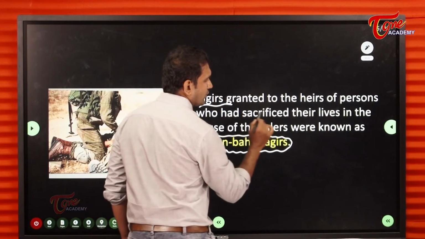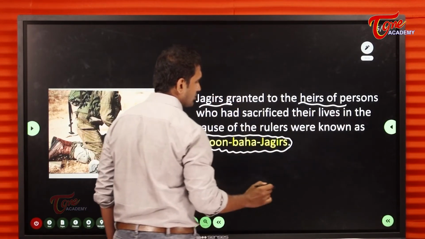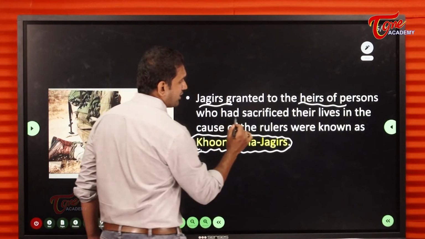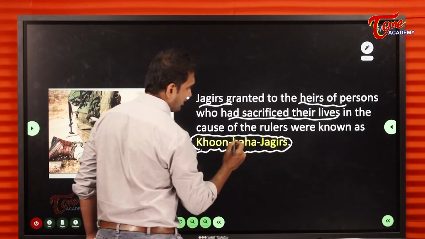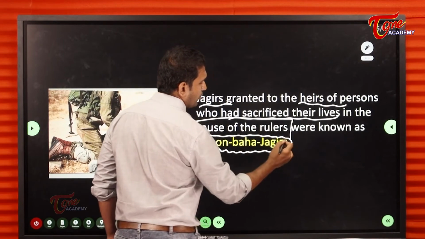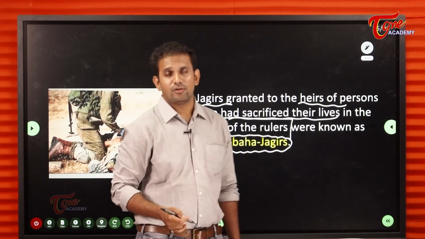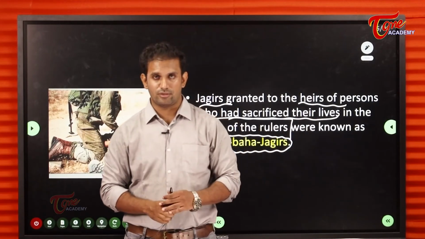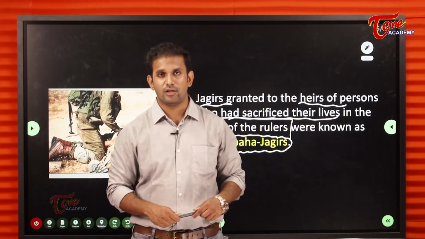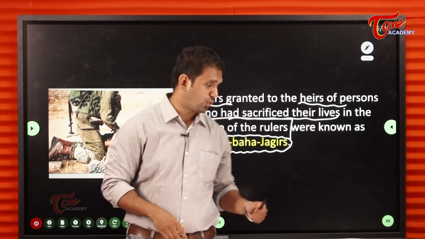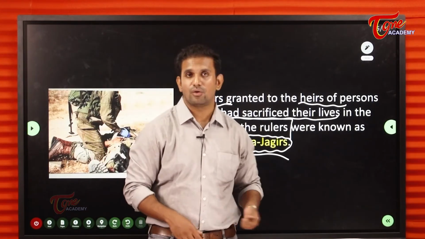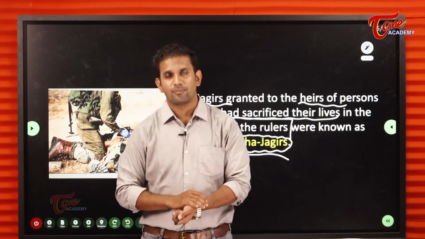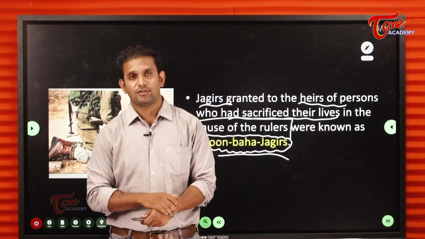Jagirs granted to the heirs of persons who had sacrificed their lives in the cause of the protection of the state, or for the protection of the ruler. Such Jagirs are called Khoon Baha Jagirs. Khoon means blood, Baha means going away, Khoon nikalna. That is called Khoon Baha Jagirs.